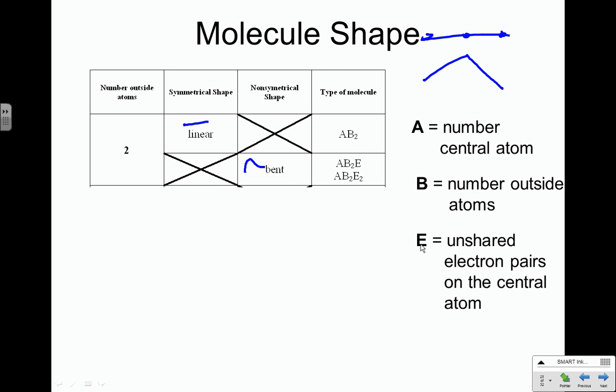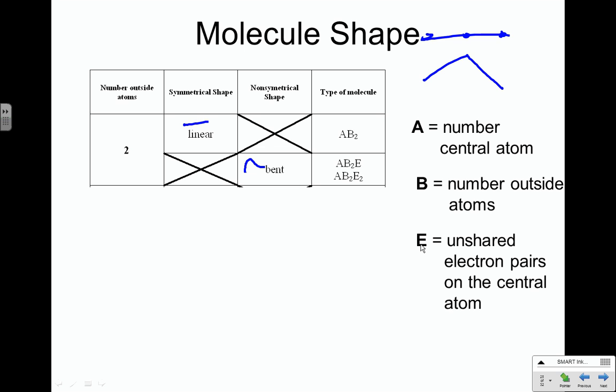So here's where the code comes in. And remember, on the test, there's nothing about A's, B's, and E's. This is just something you can use as a tool or a crutch to help you see shapes if you have difficulty with it. A would stand for how many central atoms you have. They're all going to have one central atom. We're dealing with simple molecules. So there'll always be one A. Really, the key is B's and E's. Now, B is how many outside atoms you have.